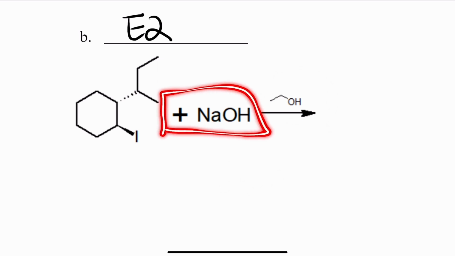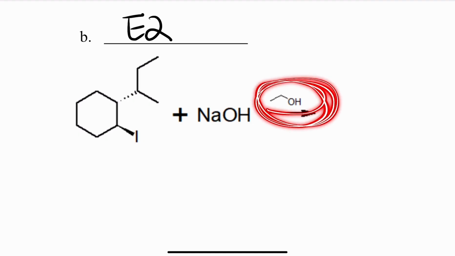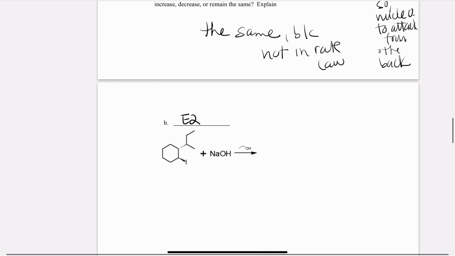I'm saying that again because SN2 and E2 will often have this combo of a sodium or a potassium with something here. The only thing that would distinguish them is the solvent. If the solvent is just this generic ethanol or water, it's E2. Okay, so now we figured out it's E2.